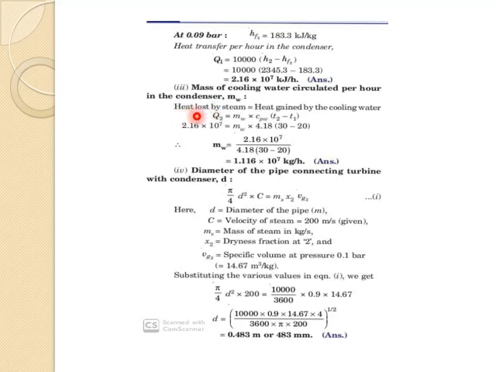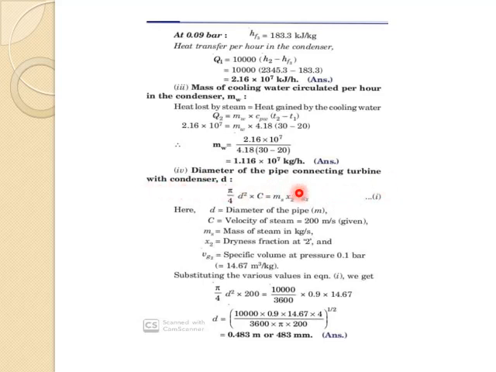We know that heat lost by steam equals heat gained by the cooling water in the condenser. It is very obvious, it is the energy balance equation. Whatever heat is lost by the steam is equal to the heat gained by the cooling water in the condenser. Using this equation, I can easily calculate mw, that is, the mass of cooling water circulated per hour in the condenser. And the fourth one is the diameter D of the pipe connecting the turbine with the condenser.